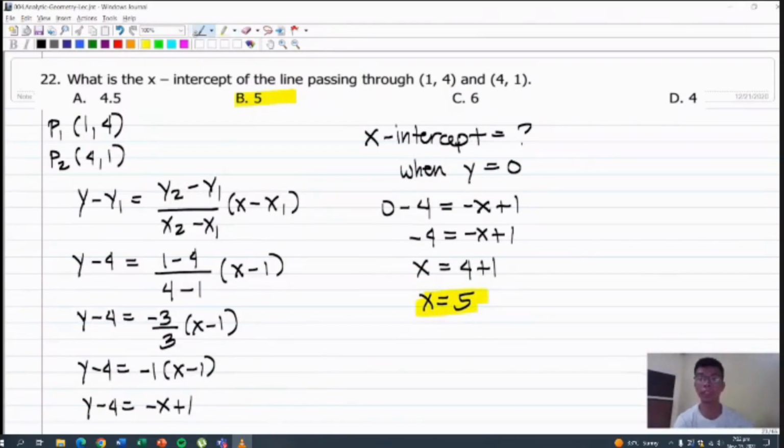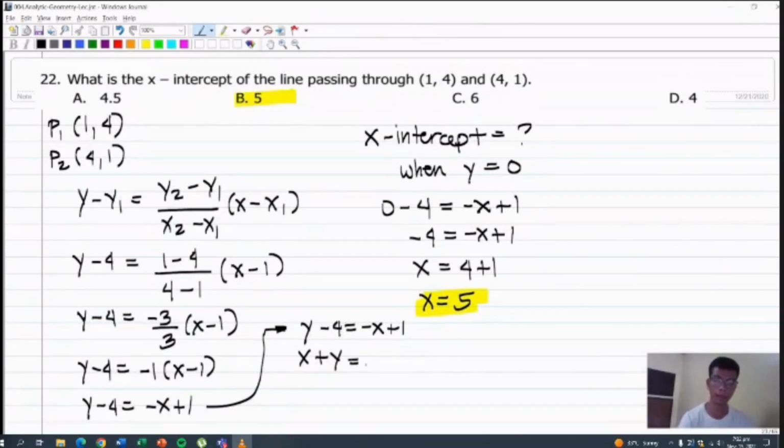So, kung gusto nyo naman gamitin yung intercept form, from this equation, y minus 4 is equal to negative x plus 1. Ilipat natin si x, kaya magiging x plus y. And then, yung negative 4, ilipat natin, magiging positive 4 plus 1 equal to 5. And di ba yung intercept form ay always equal to 1. Kaya, i-divide natin all sides by 5. Kaya, x over 5 plus y over 5 is equal to 1. The x-intercept is 5.